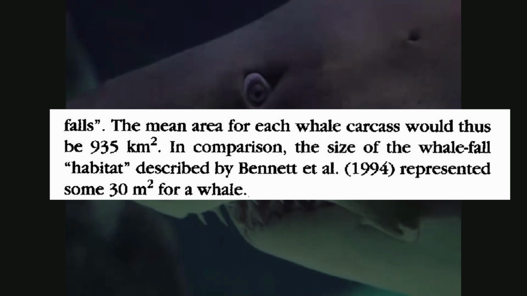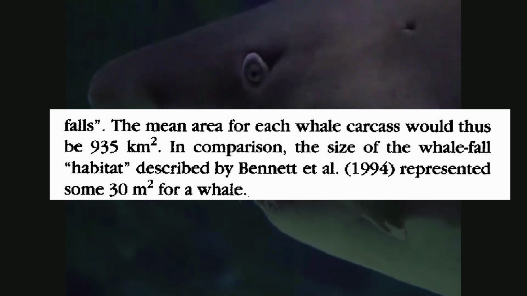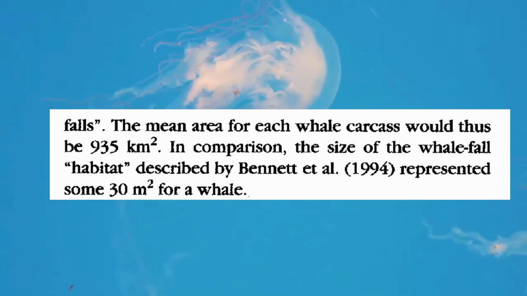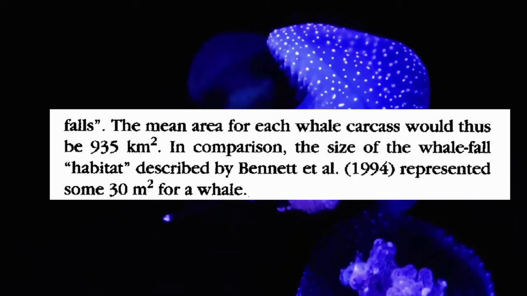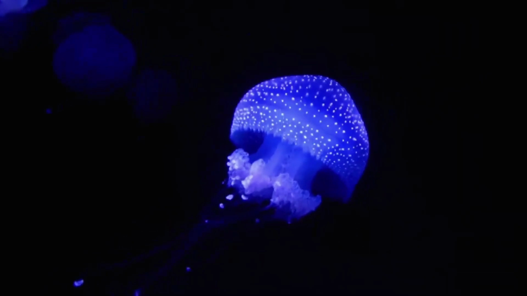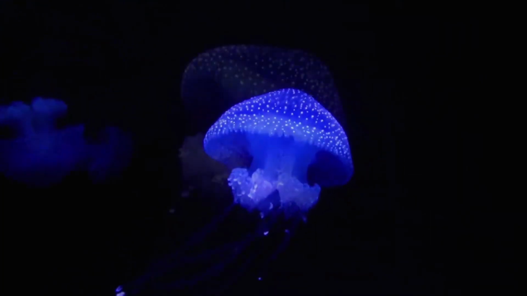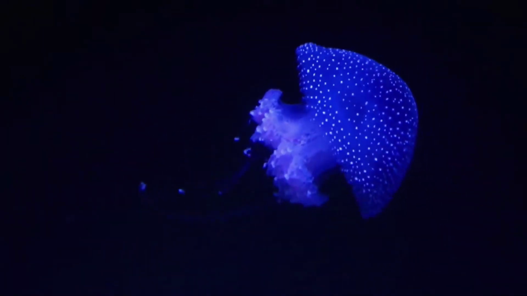They also calculated that if whale falls were all evenly spaced across the ocean floor, there would be 1 whale carcass for every 935 square kilometers of sea floor. And that's much larger than the size of a typical whale fall, which is around 30 meters squared. So overall their claims were that the contribution of whale falls is only a small fraction of marine snow, and that whale falls would be spaced too far apart to have any real impact on deep sea ecology.